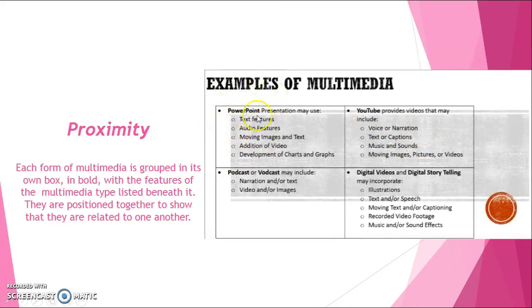the photo lists examples of different types of multimedia. There's PowerPoint, then there's podcast or vodcast, there's digital videos and digital storytelling, and then there's YouTube. Each example of multimedia form is in its own box with its features listed under it. They are positioned that way to show that they are related to one another.